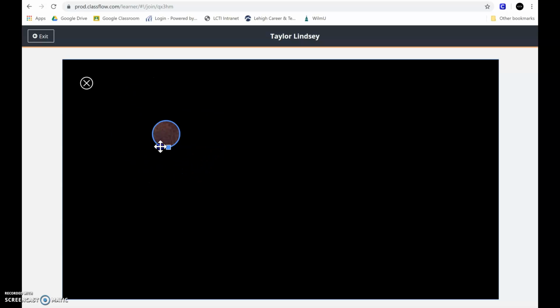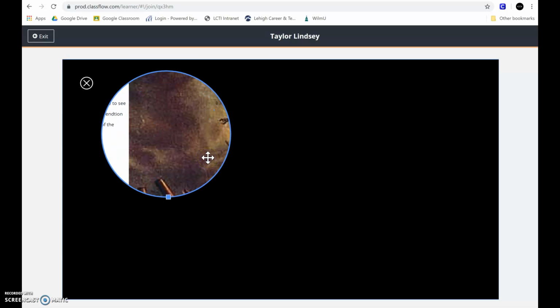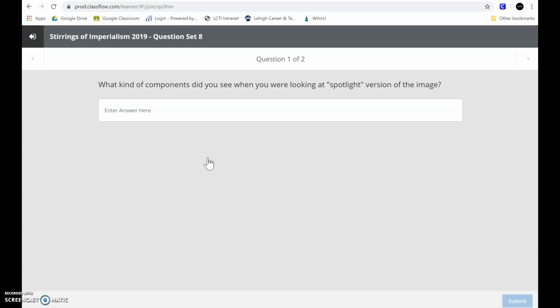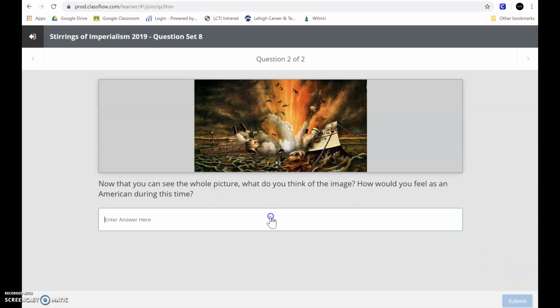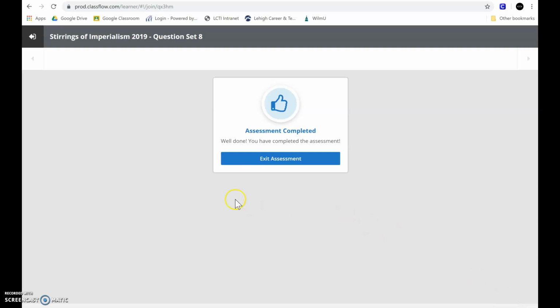I don't tell students that sometimes, but you don't want to make it too finite. So you would say, our question set, what kind of components did you see? Bodies, ship, explosion, etc. Submit, then whole picture, what do you think? Wow, this is a massive explosion. I would be upset because the picture alludes to the fact that someone blew up our ship. Okay, and this is how Americans at that point in time perceived this.